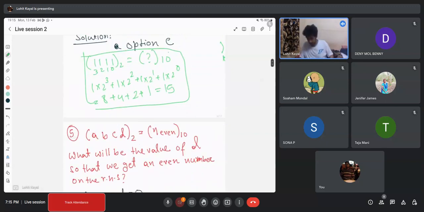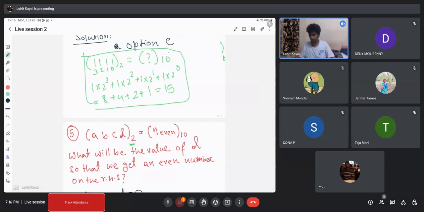All right, so here is another question. This is again in the binary basis, and on the right hand side we will get an even number. So the question is, what will be the value of d so that we get an even number on the right hand side? Here there are actually only two options. d can be either 1 or d can be 0.